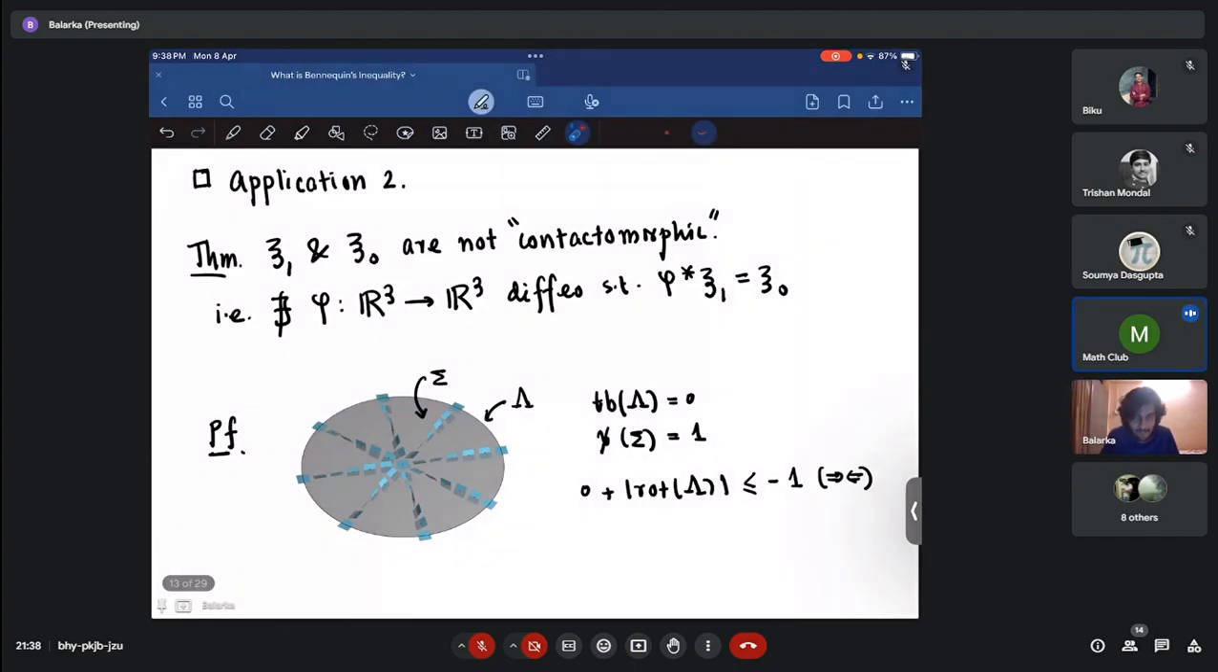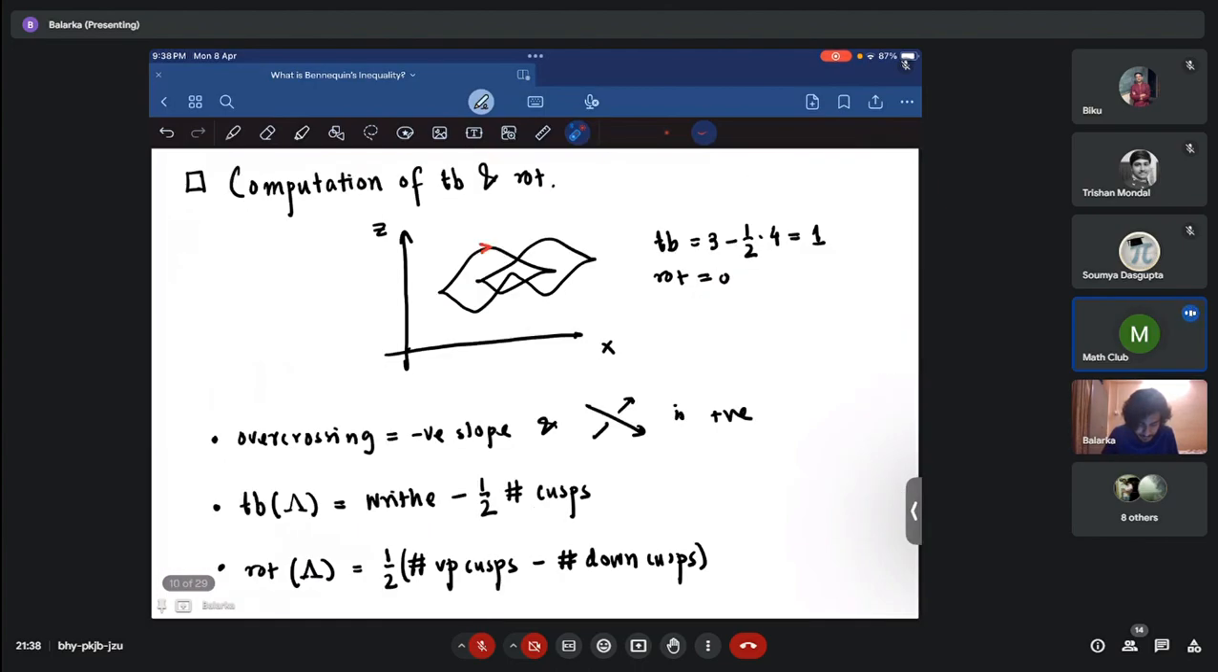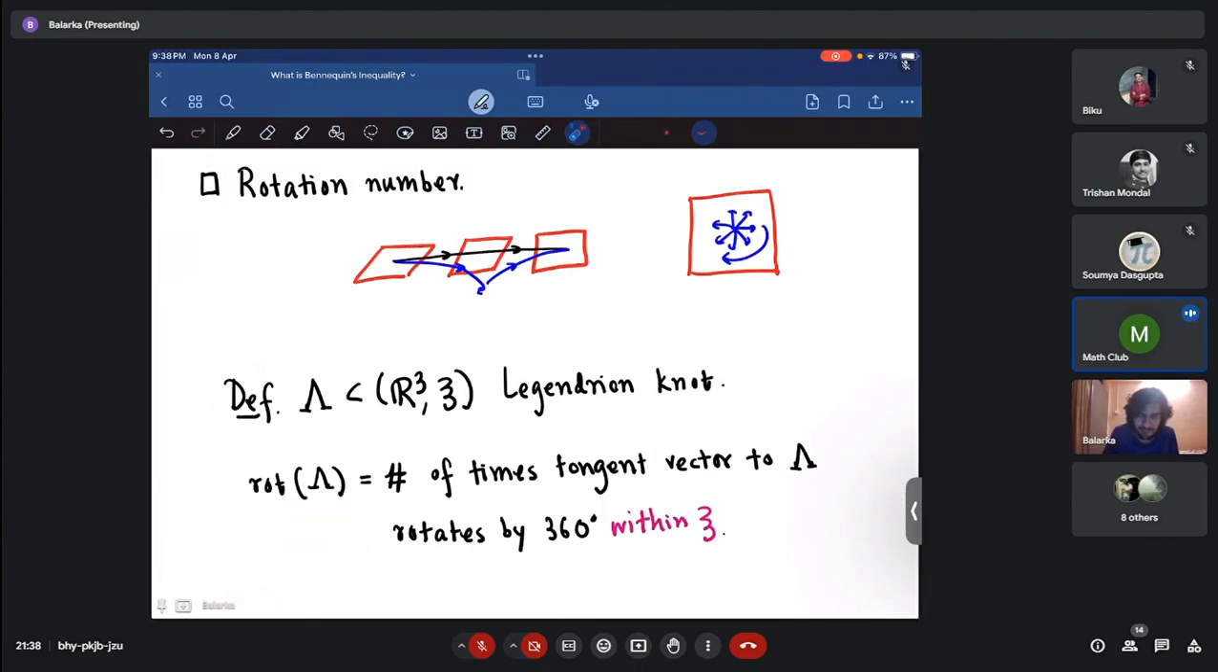Yeah, so I had one question. The Thurston-Bennequin number is a little bit easier to believe is indeed invariant. So is there some intuition behind why the rotation number should be invariant? Because it seems like we are making a lot of choices. That's a very good question.